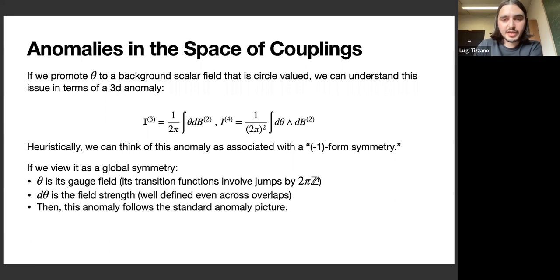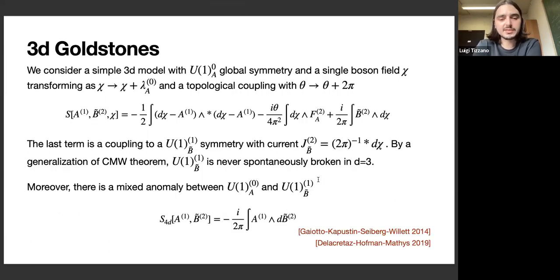And so now we can try to apply this technique to a concrete model in 3 dimensions. Let's consider a 3D model that has a U1 global symmetry and a single boson field chi that transforms non-linearly under this symmetry U1A, with the transformation chi going to chi plus lambda. Then of course, as before, we want to turn on a topological coupling theta, which in this case is a topological coupling between the derivative of chi and a background field strength for the symmetry U1A.